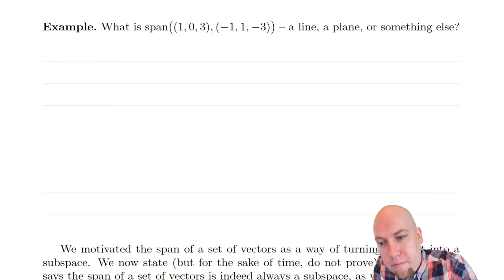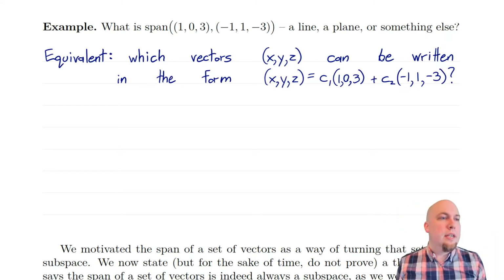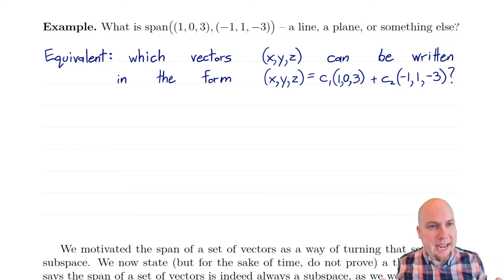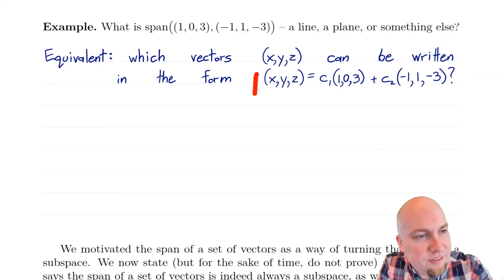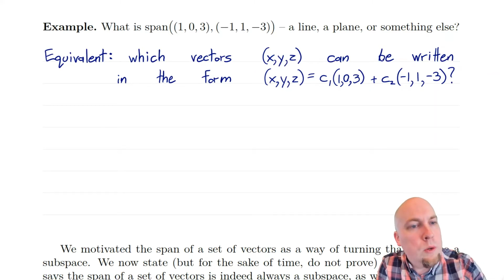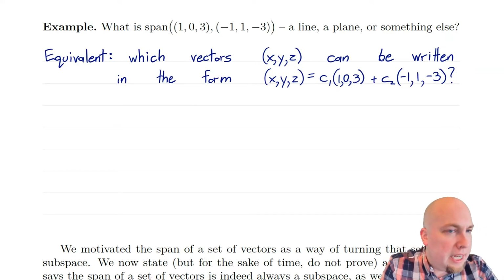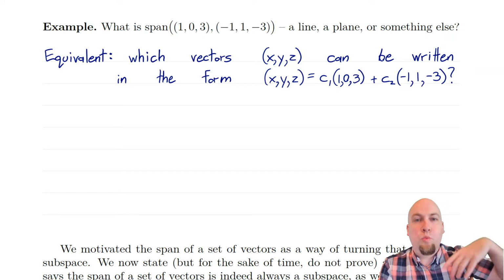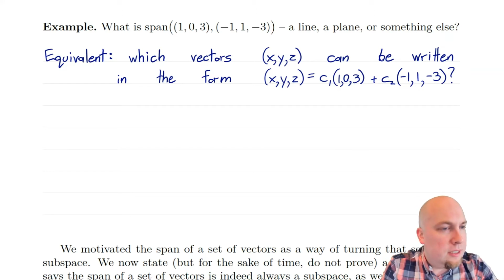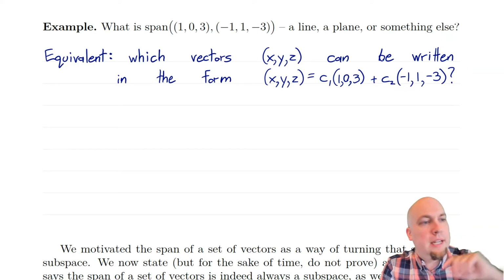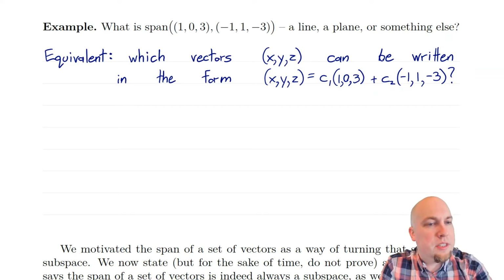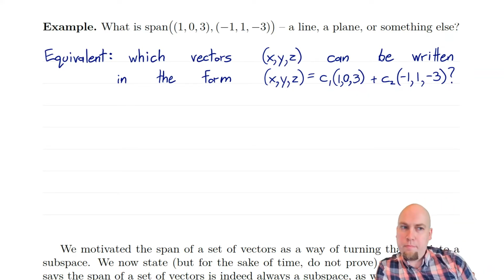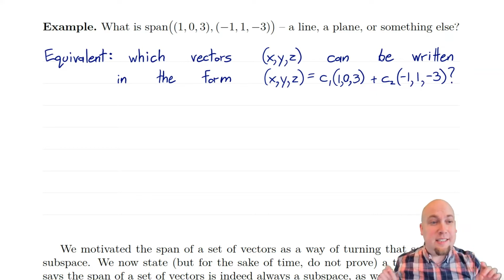The way to mathematically phrase this question: we're trying to determine what the span of these 2 vectors is. In other words, we want to characterize the set of vectors of this form. We want to know which vectors x, y, z can be written as a linear combination of these 2 vectors that were just given to us. Which vectors are linear combinations of 1, 0, 3 and minus 1, 1, minus 3? In other words, when do there exist a c1 and a c2 such that x, y, z can be written in this form? And this is a linear system.